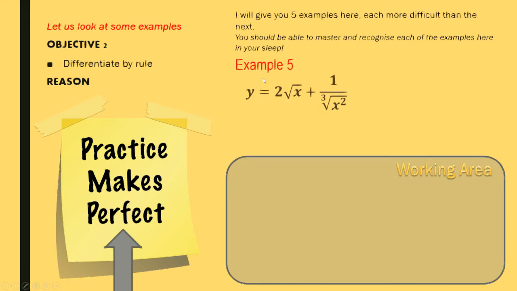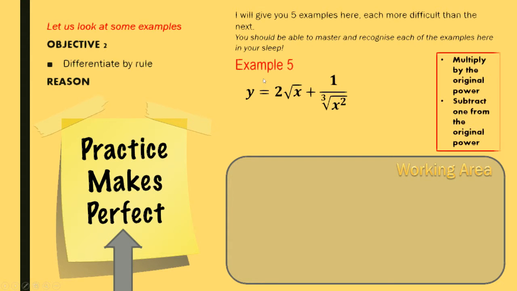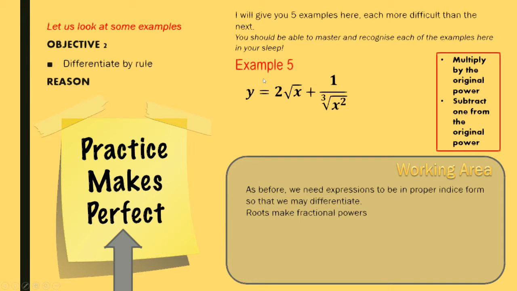Example 5 is similar, but we'll use root notation. Same idea: when we've got expressions like this, we need to put them in proper indice form. Roots make fractional powers, so the square root of x is the same as x to the half. So if I use my root notation for this, that'll give me 2x to the power of a half, and the cube root of x squared would be x to the 2 over 3. Again, if you're struggling with that, there's a video on indices for you to go and watch.